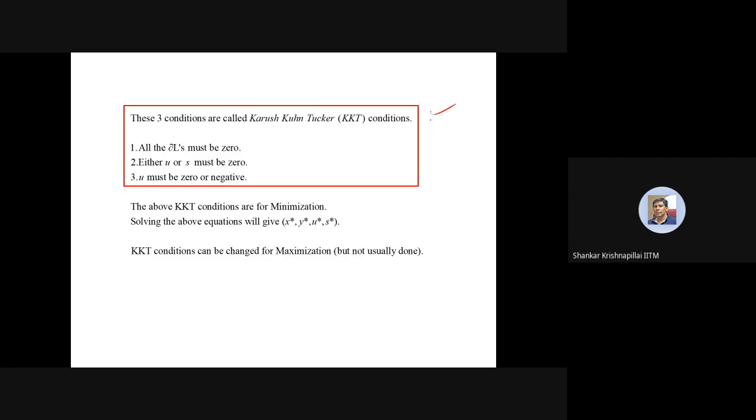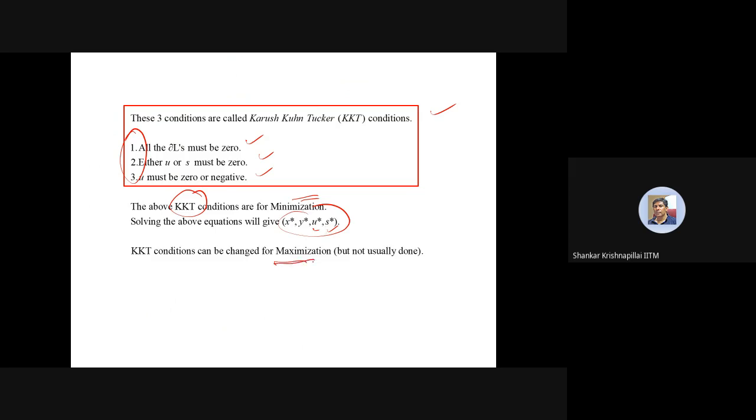Okay, so you have to remember these three conditions. That is, all delta L's must be equal to 0. Either u or s must be equal to 0, and u can be 0 or negative. So these are called the KKT conditions, or Karush-Kuhn-Tucker conditions, for minimization. If you solve these three equations, you will get the values of x star, y star, u star, and s star. And looking at the value of u and s, we can check if the constraint is active or inactive.